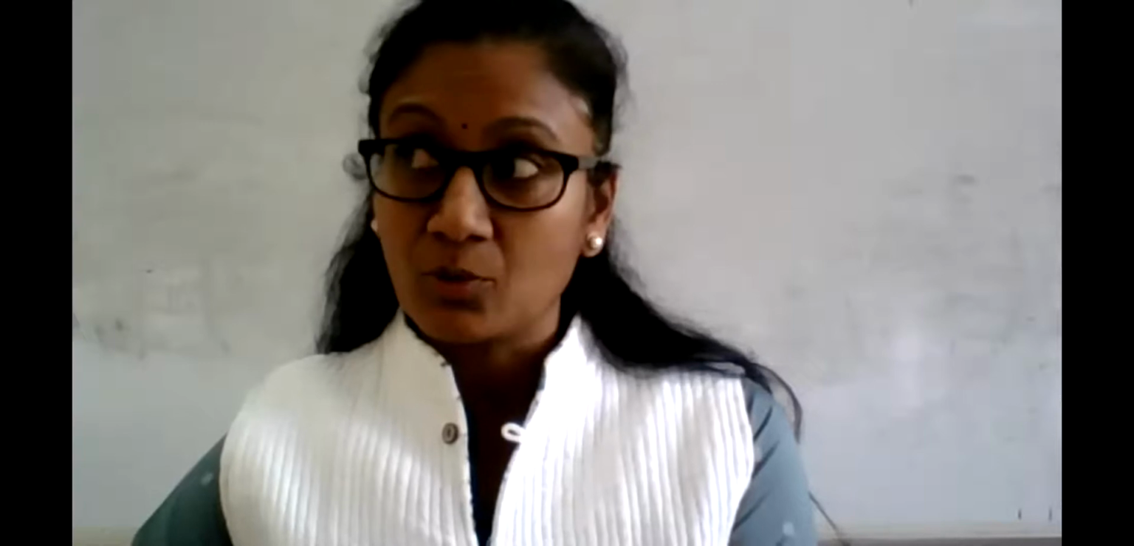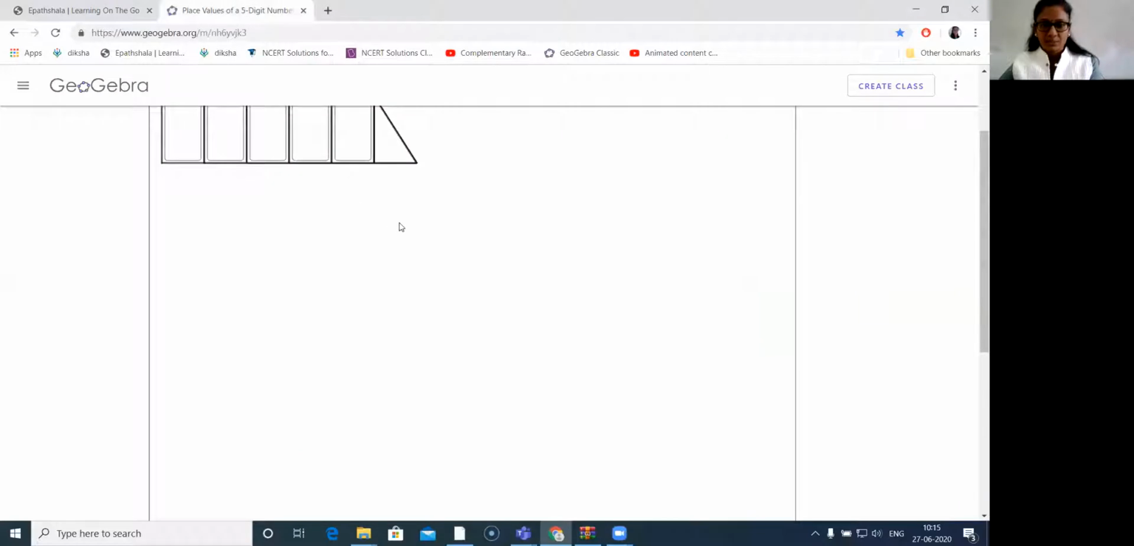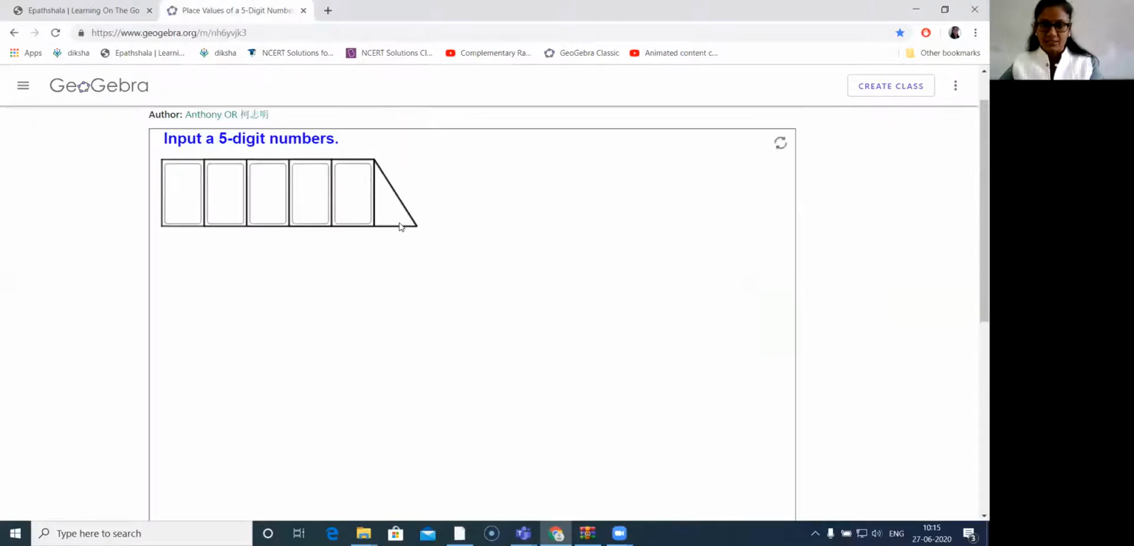What we will do is we will first go and see how we have used the applet to write a given 5-digit number in the expanded form, for which I'm going to the screen share now. So I'll just go and then share my screen so that you will see what I want you to see. Okay, this was something which I have shown you last class also.